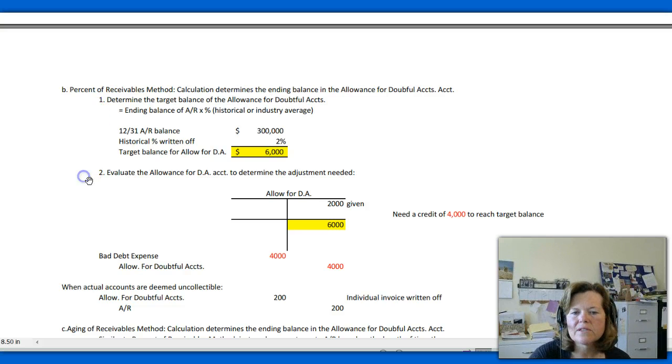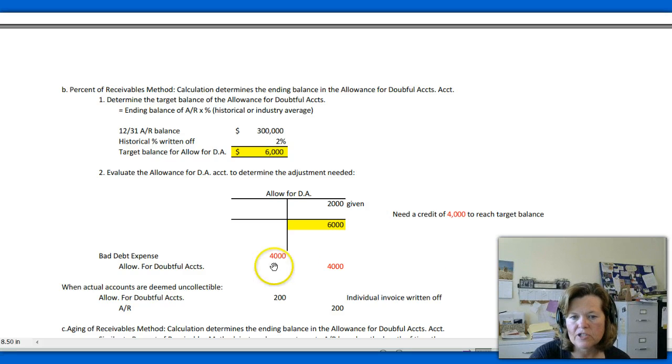The next step is to evaluate the allowance for doubtful accounts to determine the adjustment needed. So you have to do some analysis. It's not just this number necessarily. You have to then take this number, take a look at your allowance for doubtful accounts. So for my example here, say the balance in there before any adjustment is $2,000. And again, it's a contra asset account, so the normal balance is a credit. I've got 2,000 in there. Our target balance is 6,000. So what do we need? We need a credit of $4,000 to reach the target balance.